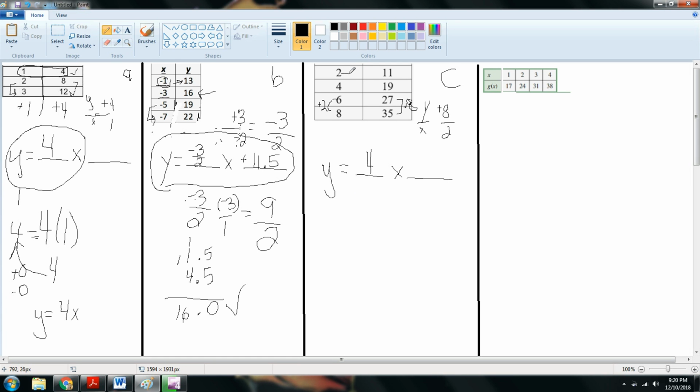The only problem is 2 times 4, I'll show you a shorthanded way of doing this. 2 times 4 is 8. But I'm supposed to get 11. So that means I actually have to add 3. So this equation, if correct, will be y equals 4x plus 3. Let's check another point. 4 times 4 is 16, and 16 plus 3 is the 19 that we need it to be. 6 times 4 is 24 plus 3 is 27. 8 times 4 is 32 plus 3 is 35. So y equals 4x plus 3 is our equation model.